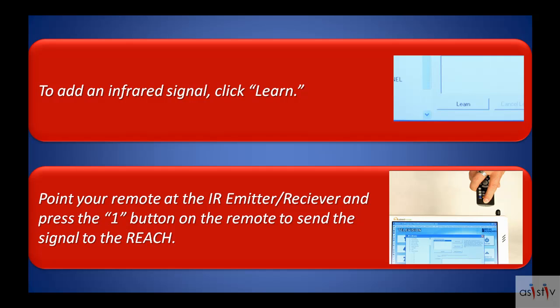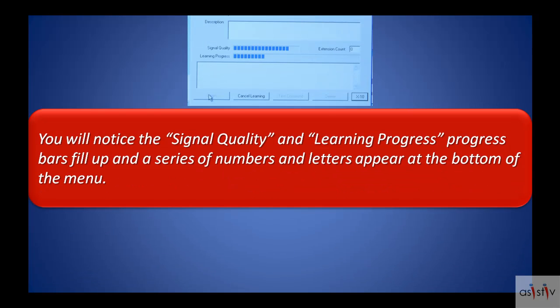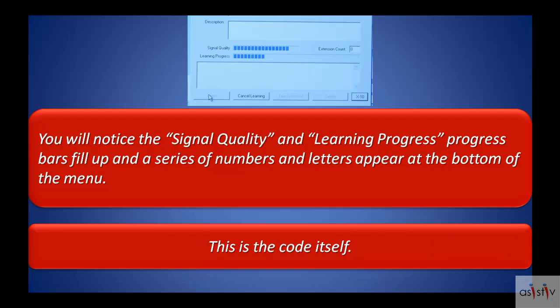Point your remote at the infrared emitter receiver and press the 1 button on the remote to send the signal to the reach. You will notice the signal quality and learning progress bars fill up and a series of numbers and letters appear at the bottom of the menu. This is the code itself.